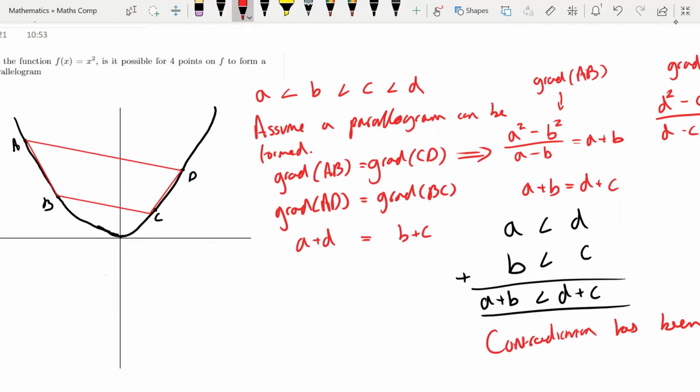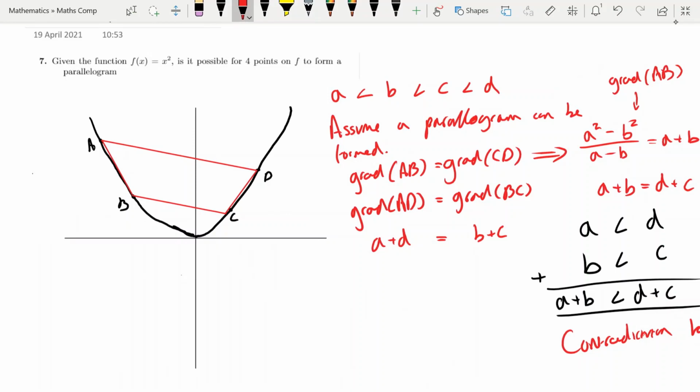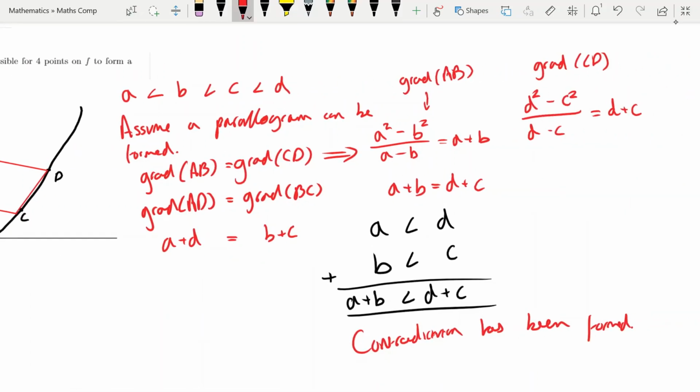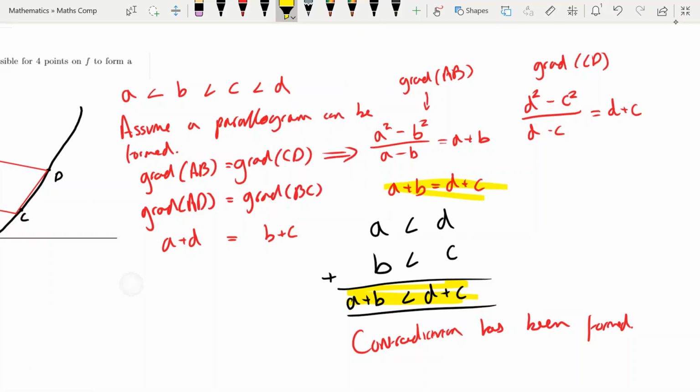Notice here a plus d and b plus c. It can be possible for them to be equal, and that's why you can see here the gradients of AD and BC look like they can be parallel. However, for the gradients of AB and DC, you can see from this statement here, contradicting this, that it's never possible for that to happen. So yeah, that's a proof there.